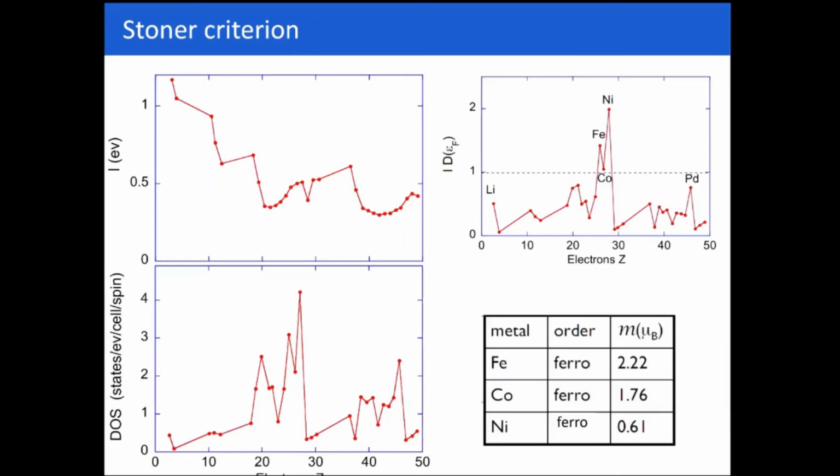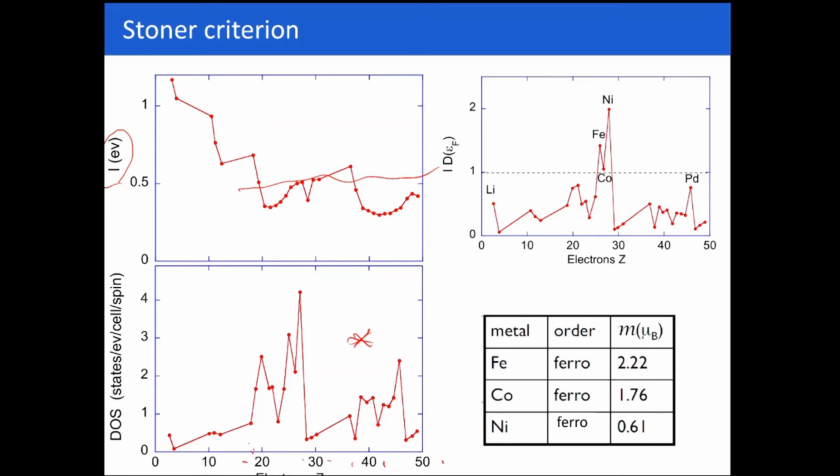If one goes through the periodic table, one can have a look at the Stoner criterion. One can calculate U, or I as it's sometimes called. That's the cost of having these two electrons on the same site, and this is what you find. It's sort of vaguely constant across here. This is atomic number on the bottom here. And then what varies a lot through the periodic table is the density of states at the Fermi energy, which is shown at the bottom here.